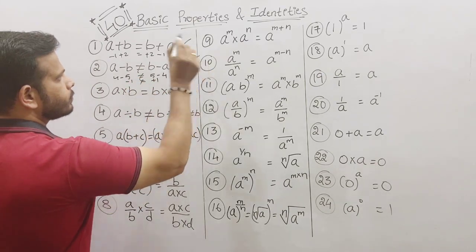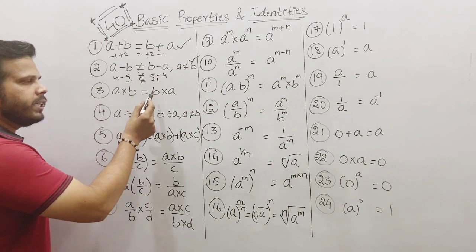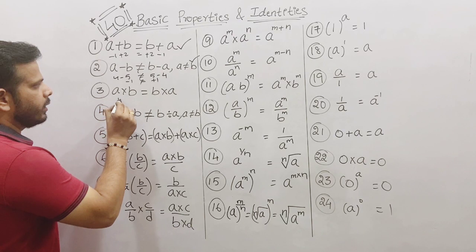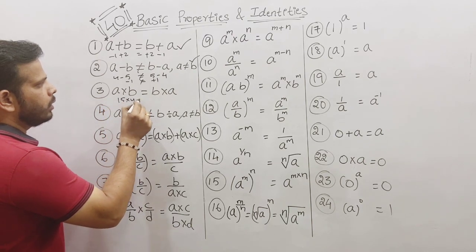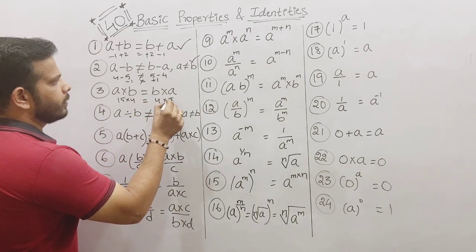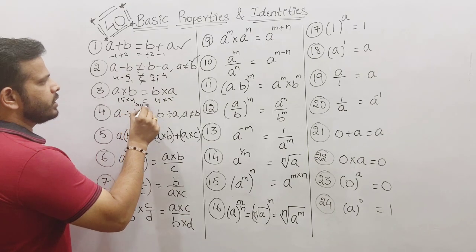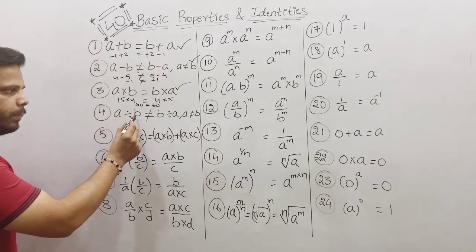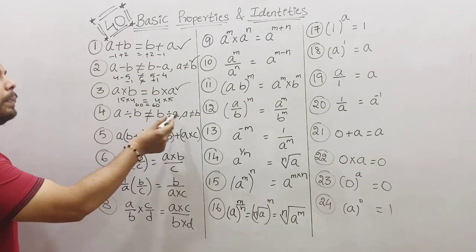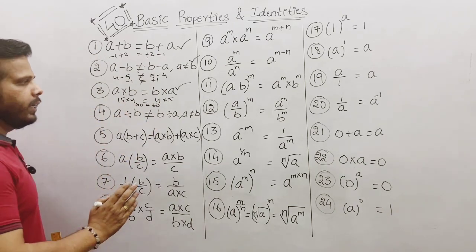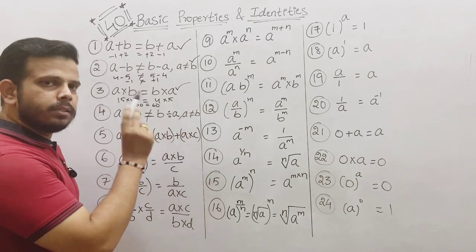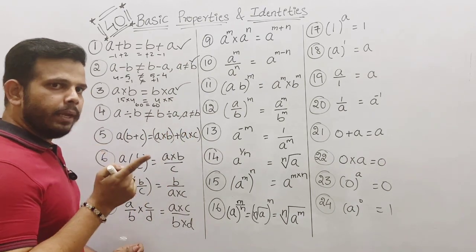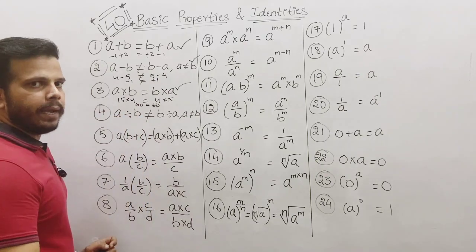Next, a into b is equal to b into a. Any number you take, 15 into 4 or 4 into 15, is 60. Clear? Next, a divided by b is not equal to b divided by a. The same condition applies: unless a is equal to b. If a is equal to b, then a by b will be equal to b by a.